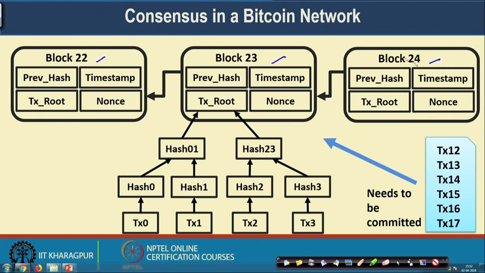Now, every node has this blockchain and they have a set of new transactions. So, these are the set of new transactions. Now, these new transactions need to be committed to the block and added to the blockchain. So, to commit these transactions, the network needs to validate that these transactions are coming from the authenticated person and not from an attacker. And for this we require the consensus protocol in a Bitcoin network.